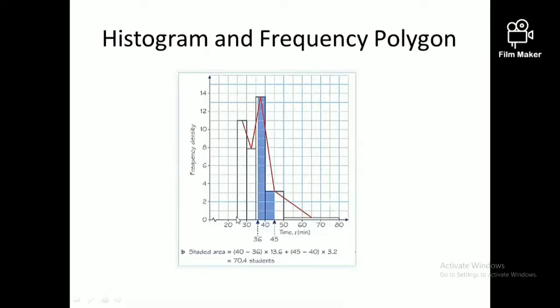So you can get each histogram bar. This is the bar over here, and this bar is already here, and this bar is already over here. Like that, mark the midpoint. So what is the midpoint over here? It is this point.